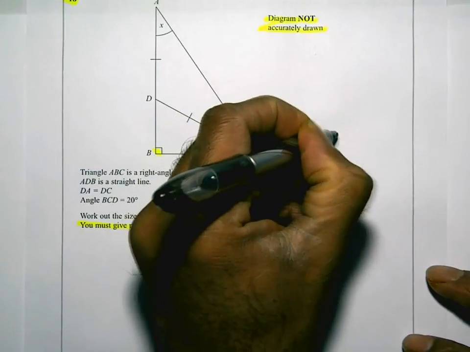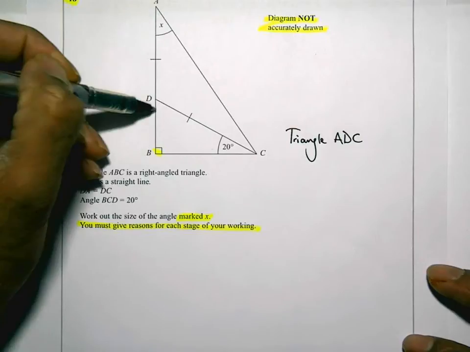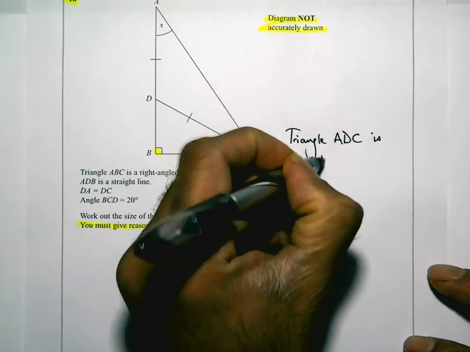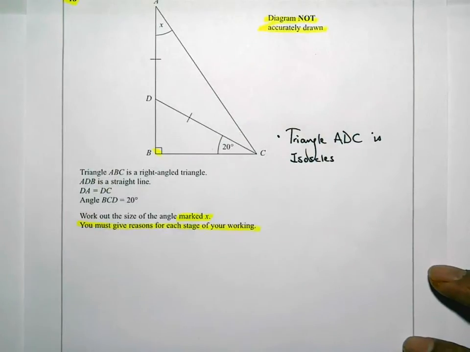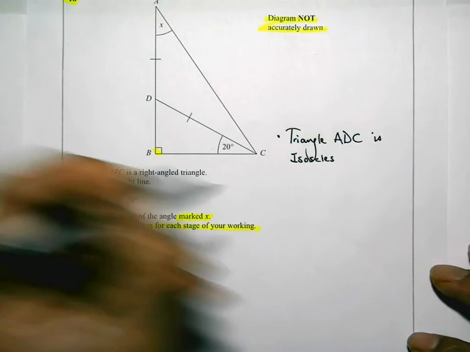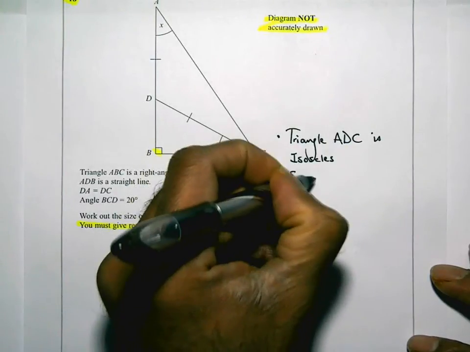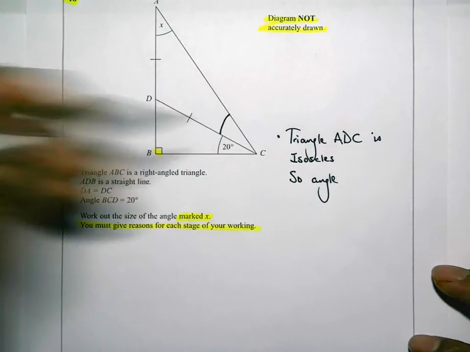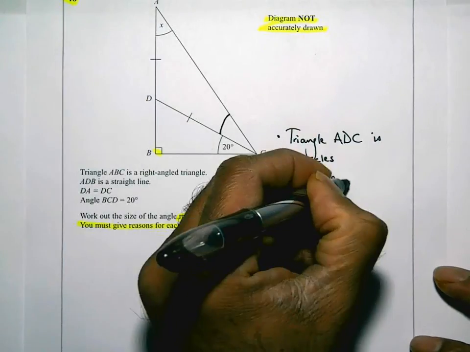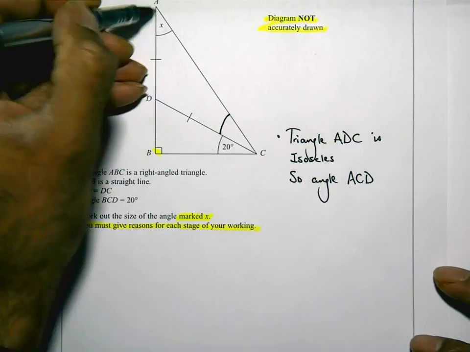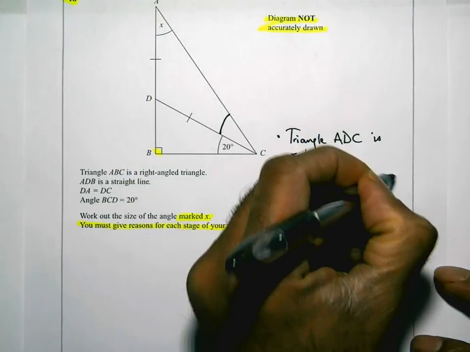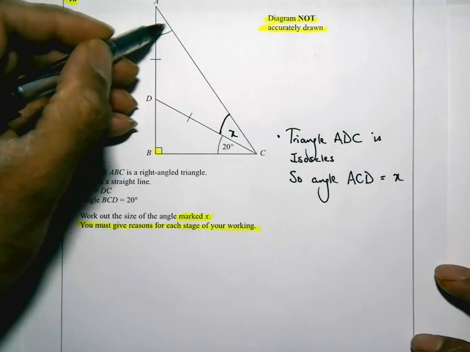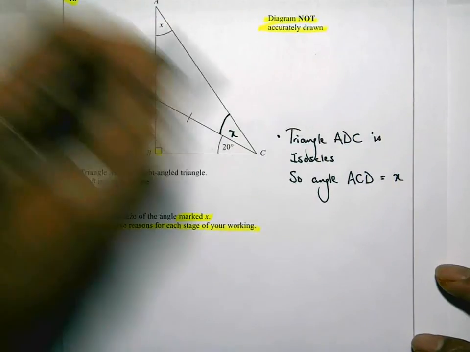But I know that this triangle here, triangle ADC, A to D to C, is isosceles. Right, so that's my first point. That means angle ACD equals angle X. So this angle here is equal to angle X. So these two angles here are equal because that triangle is an isosceles triangle.